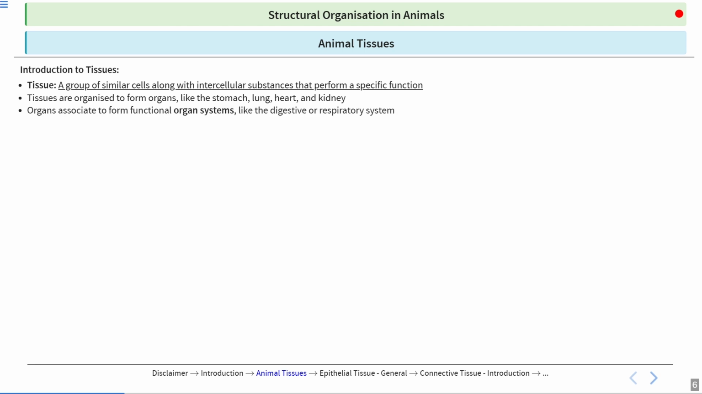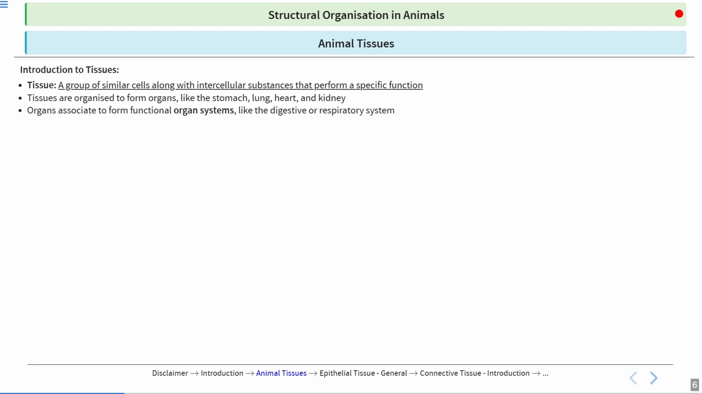Organs associate to form a functional organ system, and many organs unite together to form an organ system like the digestive or the respiratory system. Taking an example of the digestive system, it starts with the mouth, right? There is a buccal cavity, there is a pharynx, an esophagus, then comes the stomach, then there is the intestine. In the intestine also there are two different types. You can divide the intestine into two parts based on their lumen, right? Small intestine and large intestine. And then there is a rectum, then the last part of the alimentary canal, that is the anus.